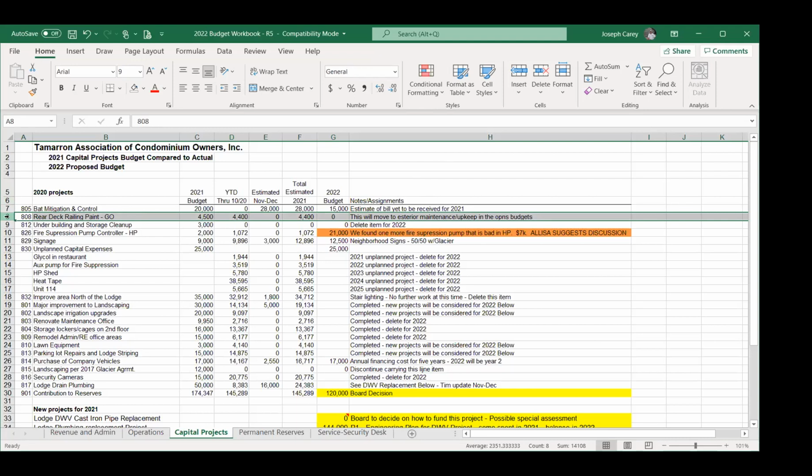This rear deck railing paint seems to be a rotating ongoing thing, and Tim says we should move that into the maintenance operations budget, so that'll go into 612. I think it was 612, right? Well, it's one of those exterior maintenance. Oh, in the exterior maintenance. Okay. So that item will be deleted this year, next year. Under building storage and cleanup, Tim says we can delete that for next year.